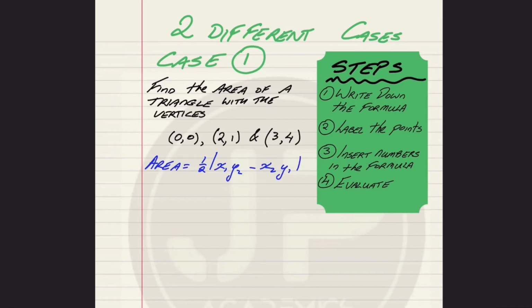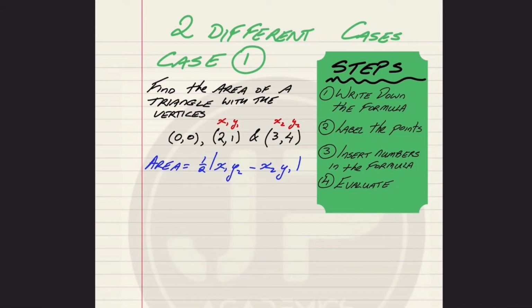Our second step is to label the points. Now because 0, 0 is one of our points, we can ignore that one, so we're going to be focusing on 2, 1 and 3, 4. I'm going to say this point is x1 y1. I'm going to say this point is x2 y2. Now on to step number 3, we insert the numbers into the formula.